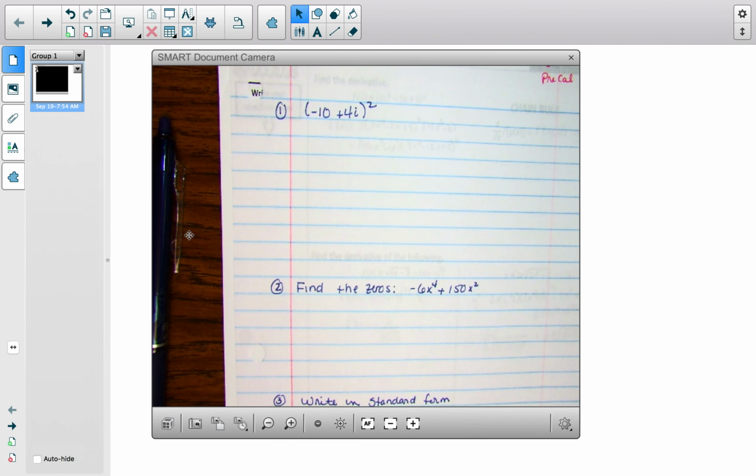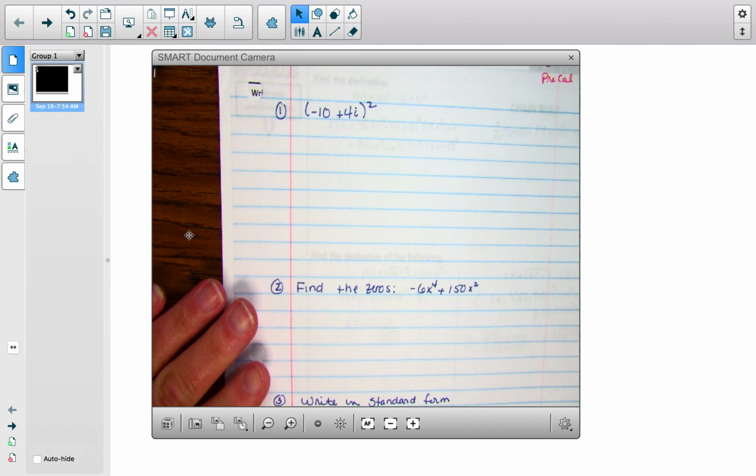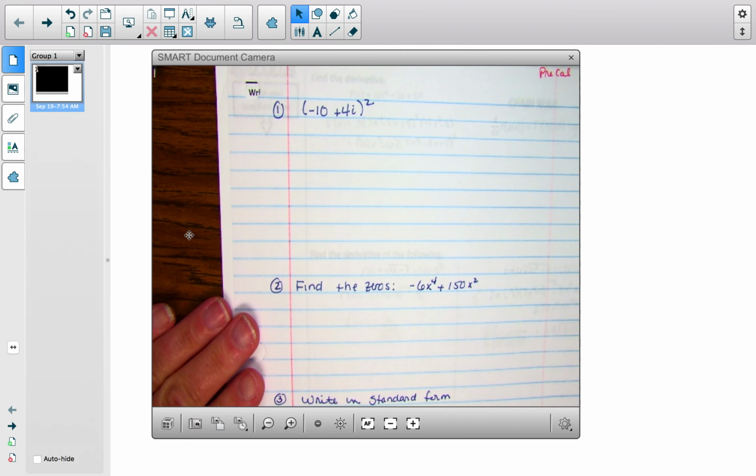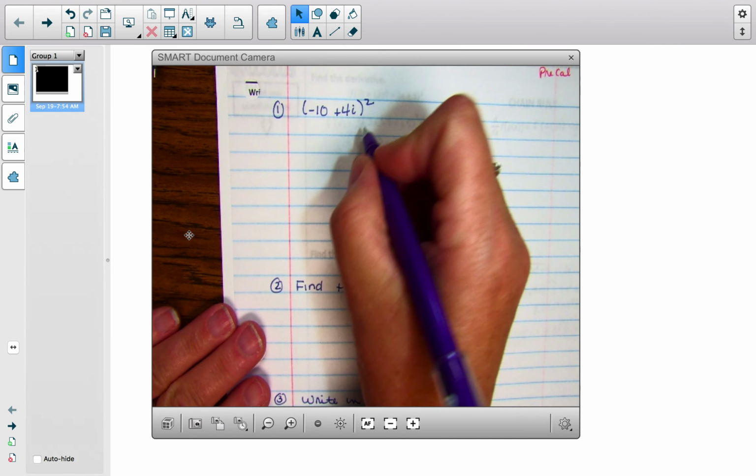All right, I got about 4 problems here I'd like to do for you to help you study for your quiz that you'll be taking on Monday. The first one is negative 10 plus 4i quantity squared.